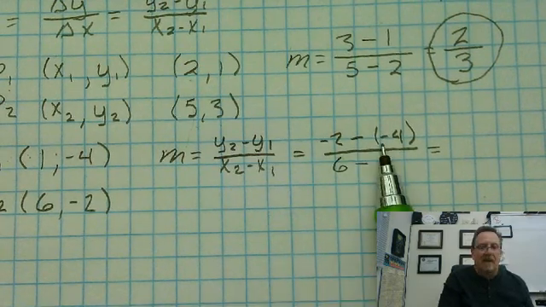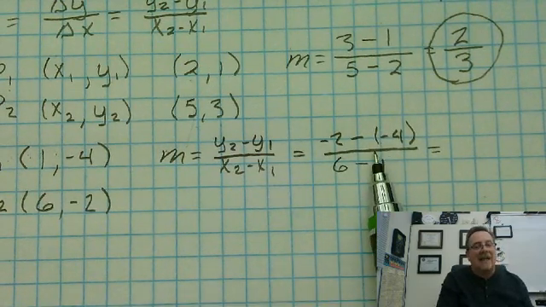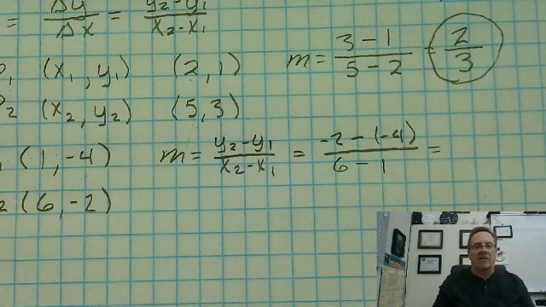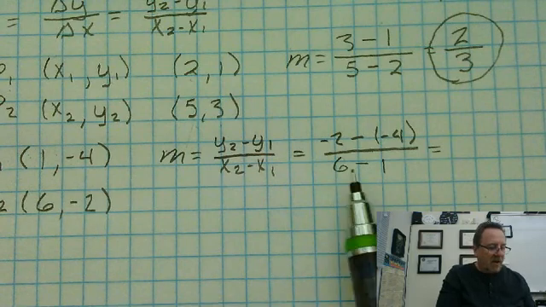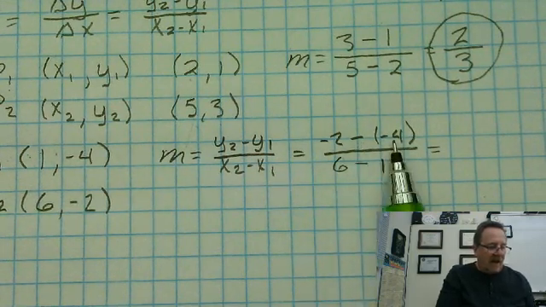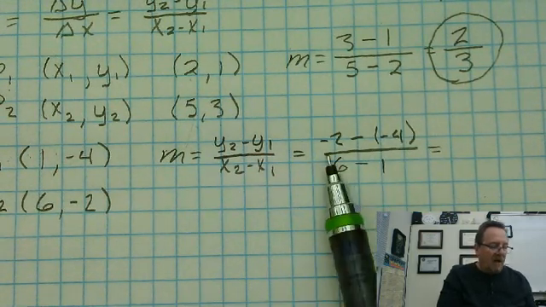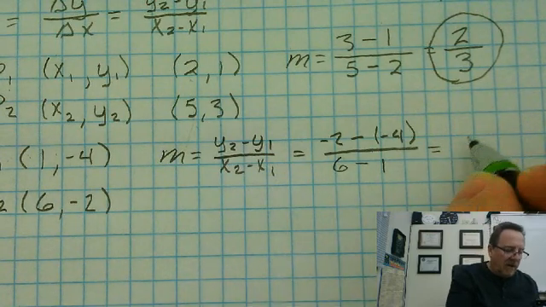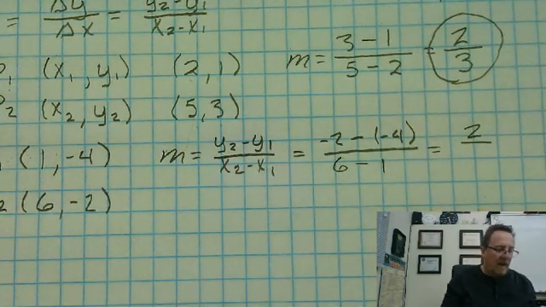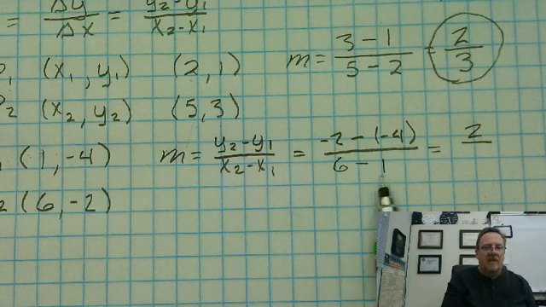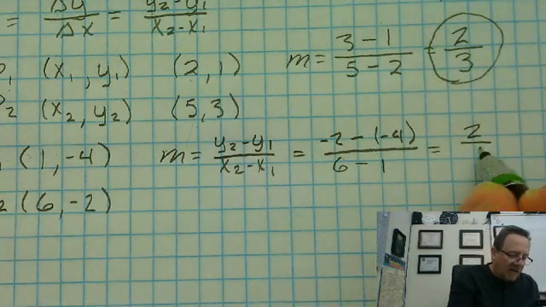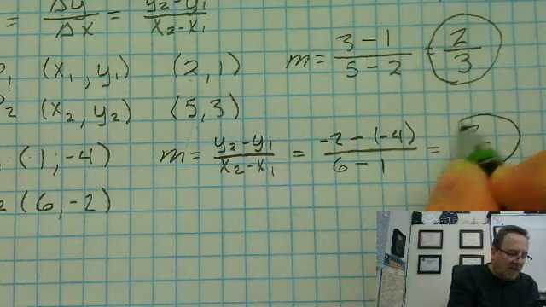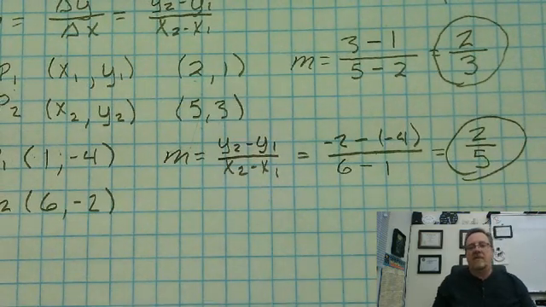When you subtract a negative number, it's really like adding it. Okay, remember our subtraction rules. Subtraction is addition of the opposite. So if I add the opposite of negative 4, I'm adding 4. Negative 2 plus 4 is just 2. And then on the bottom we have 6 minus 1. That's going to give us 5. And so our slope for this problem is 2/5.